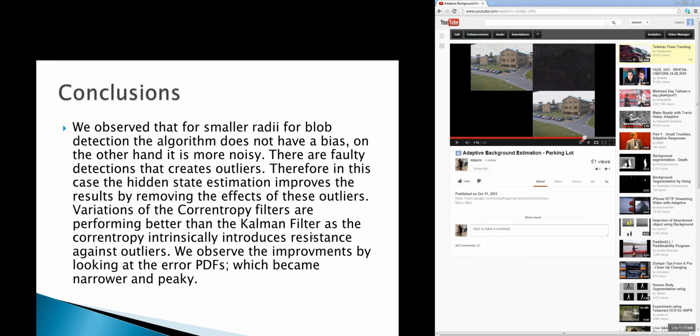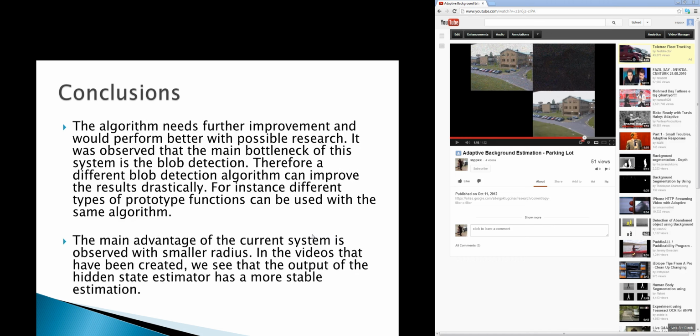We observed that for smaller radius, for blob detection, the algorithm does not have a bias, doesn't have that fixed shift. On the other hand, it is more noisy. There are faulty detections that create outliers. Therefore, in this case, the hidden state estimation improves the results by removing the effects of these outliers. Variations of the Correntropy filters are performing better than the Kalman filter, as the Correntropy, as I have said before, intrinsically introduces resistance against outliers. We observed the improvements by looking at the error PDFs, which became narrower and peakier.